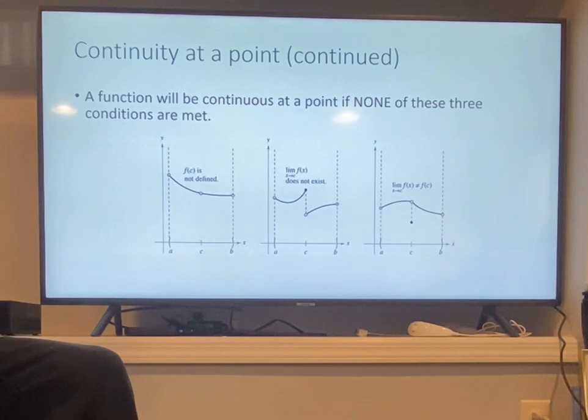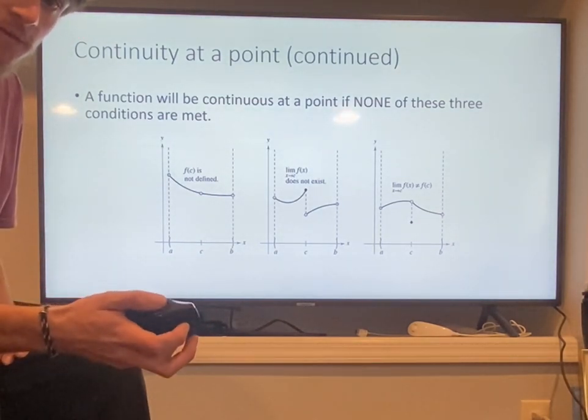So if none of these three circumstances are met, then we know that our function is continuous at the point c.